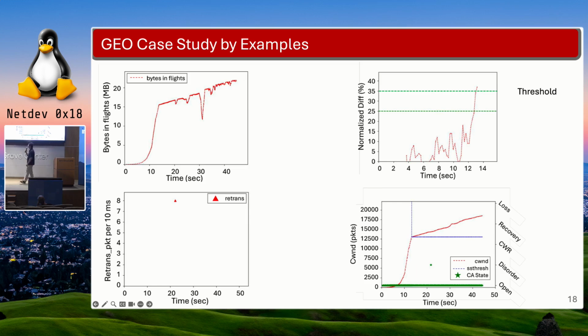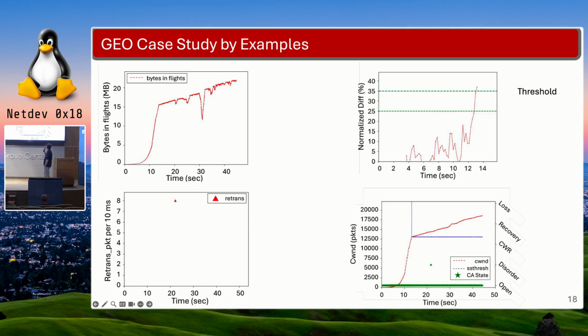In this slide, the graph on the left-hand side is the same graph I took from the previous slide. I only keep the bytes in flight and the retransmission. And the right-hand side is based on the special kernel. We do some printk to generate the log for the analysis, so we can see how the normalized difference changes during the connection, during a slow start.